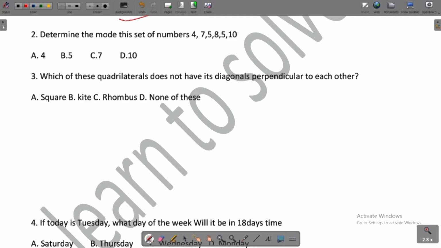In this case, we have 4 once, 7 once, but here we have 5 twice. You have 8 once, and 10 once. So in this case, the mode is B, that is 5, the one that occurs most.